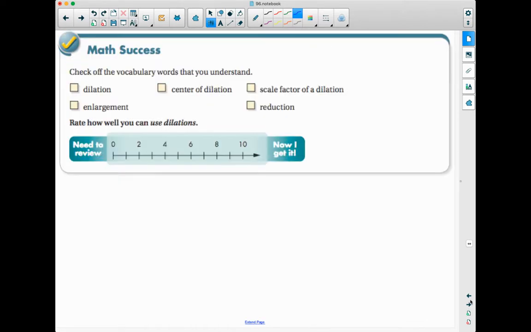Okay. All right. A dilation. What's a dilation? It's a transformation where the image and the pre-image are going to be similar to each other. It's going to get bigger or smaller. We need a center of dilation, so we need a point from which we're going to dilate. A scale factor of a dilation is how much we're going to increase or decrease its size. If the scale factor is bigger than 1, we call it an enlargement. If the scale factor is less than 1, we call it a reduction.